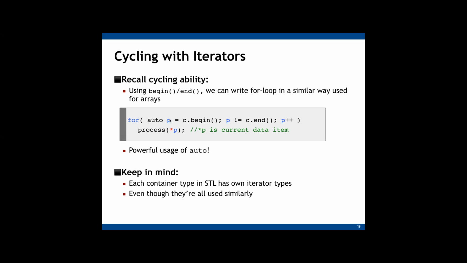So even though P is not a pointer, it is an iterator, you can just use P as a pointer. So this is the typical way we use iterator components to traverse all the elements stored in the container. Here C is a container.